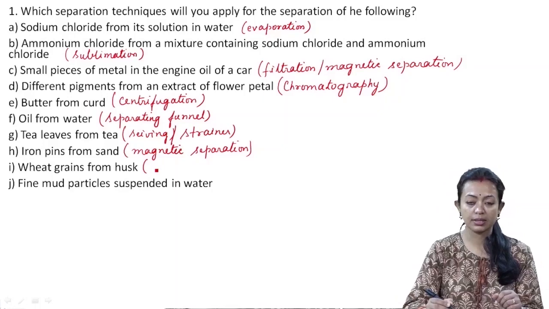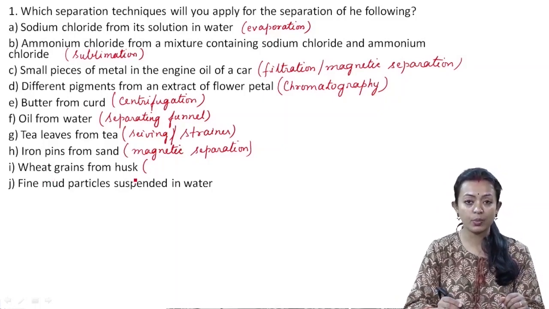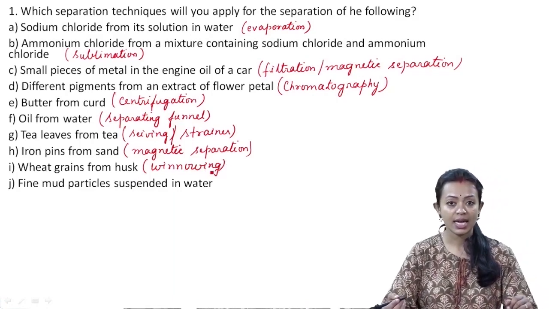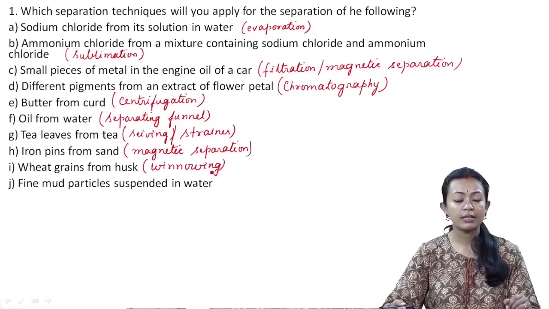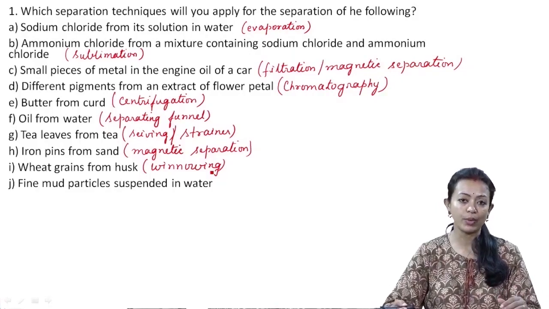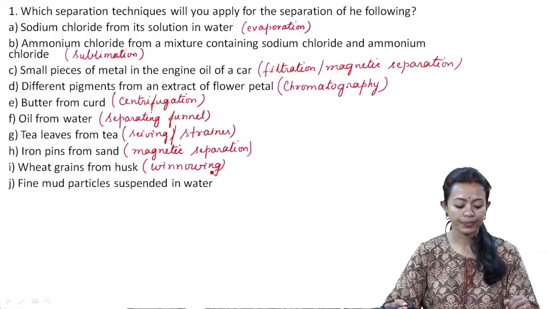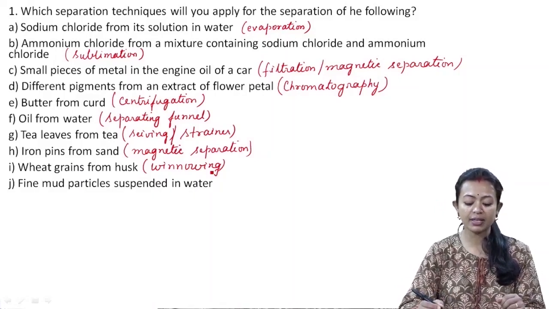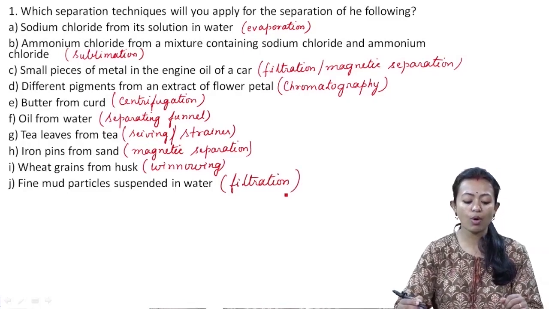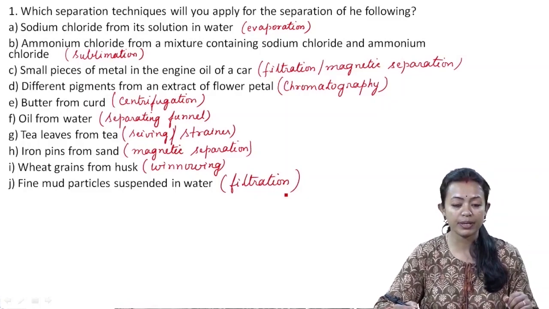Wheat grains from husk. Now, what do you need to understand? Wheat grains are heavier whereas husks are lighter. So, it will be separated by the process of winnowing. Though we did not discuss it in this chapter, in the previous classes you have already learned that separation of substances, if they have variable weights, can be done by the process of winnowing, which the farmers normally do. Next, fine mud particles suspended in water. What would you do? You will let it settle, decant, and separate it through the filtration method. So, these are some of the techniques that you would apply to separate the following mixtures.